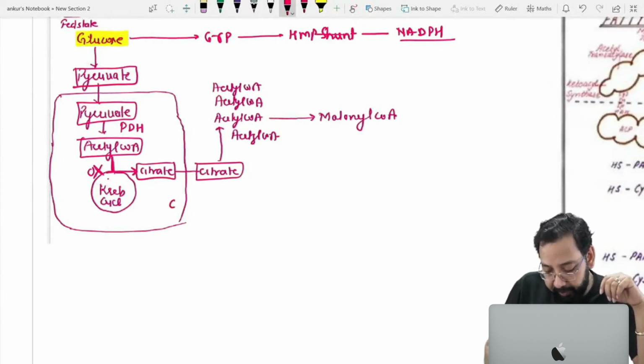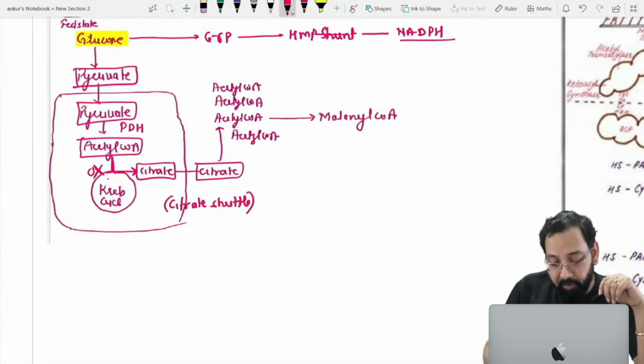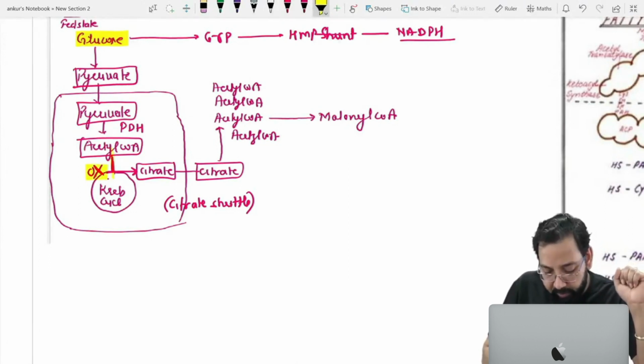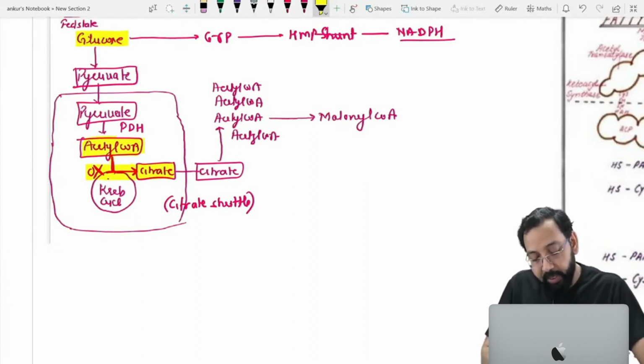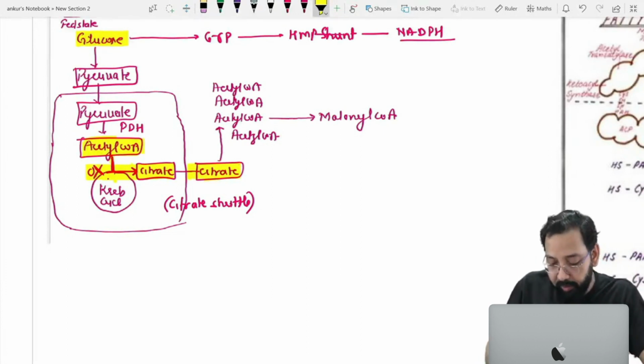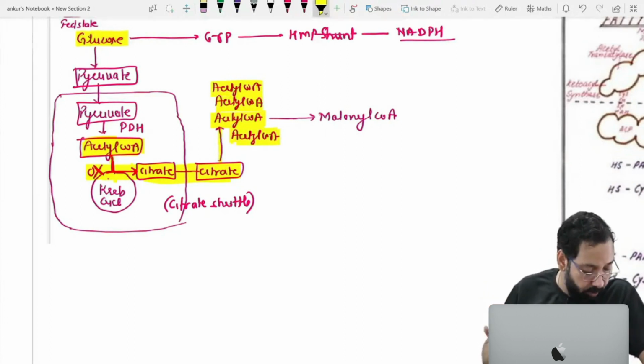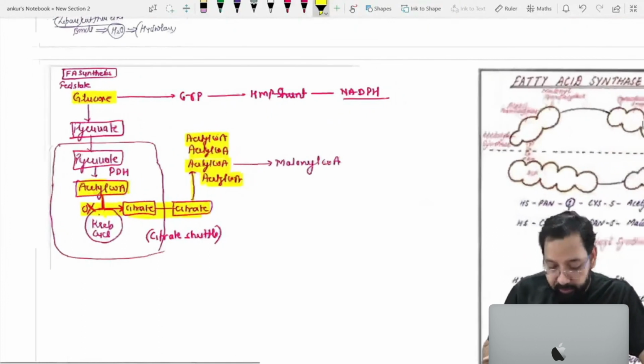This citrate comes out of the mitochondria. Sometimes we say citrate shuttle. Rarely asked, no question; even if you don't remember, it's okay. But we know that oxaloacetate binds with acetyl coenzyme A to form citrate, and extra acetyl coenzyme A is transferred from the mitochondria to the cytosol with the help of citrate. In the cytosol, this will produce acetyl coenzyme A again, so many acetyl coenzyme A molecules are present in the cytosol.